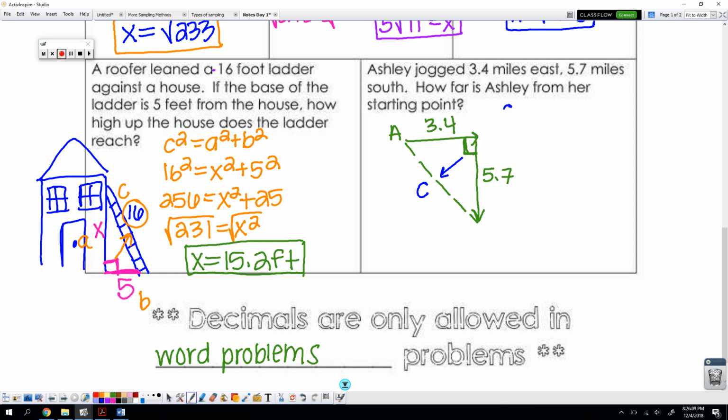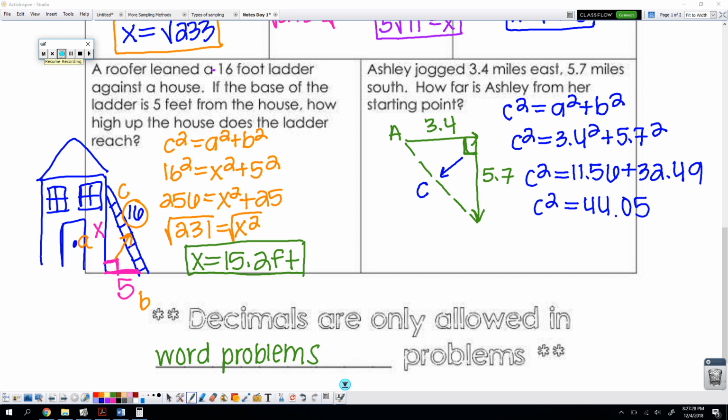So we have C squared equals A squared plus B squared. Now go ahead and set it up. So C squared, because we don't have that, is equal to A squared, so 3.4 squared plus 5.7 squared. So C squared equals... I'm going to square them and then add them up.